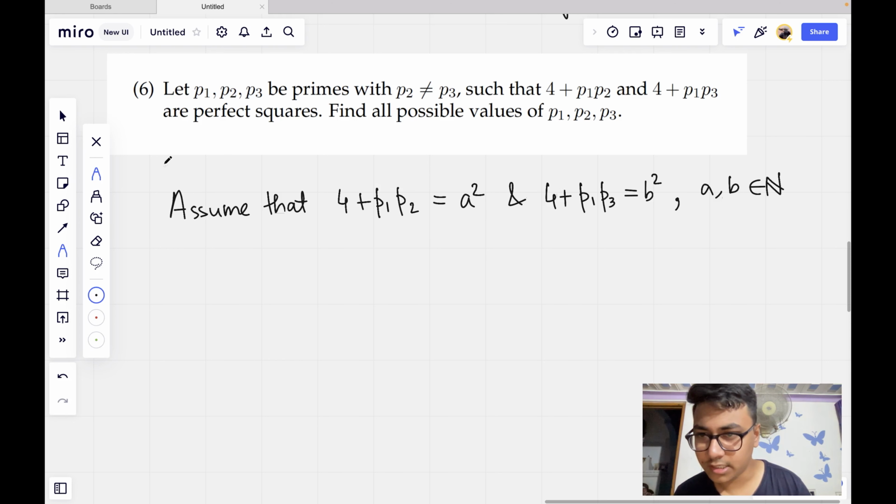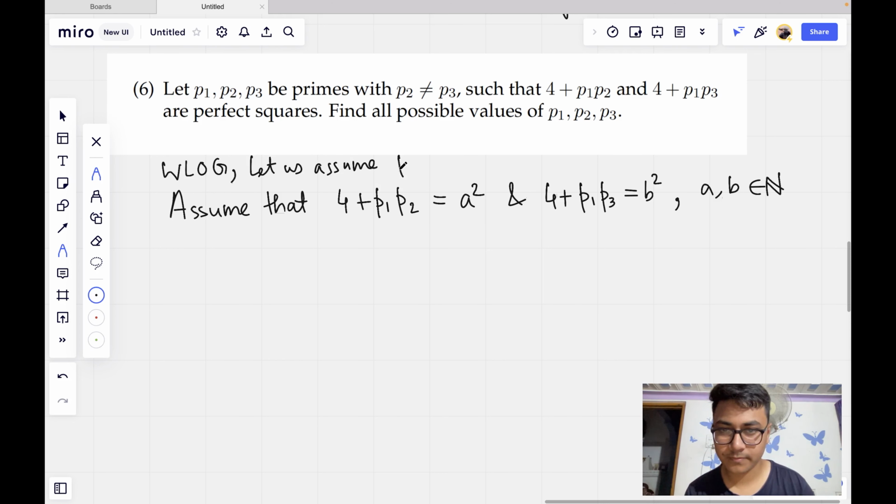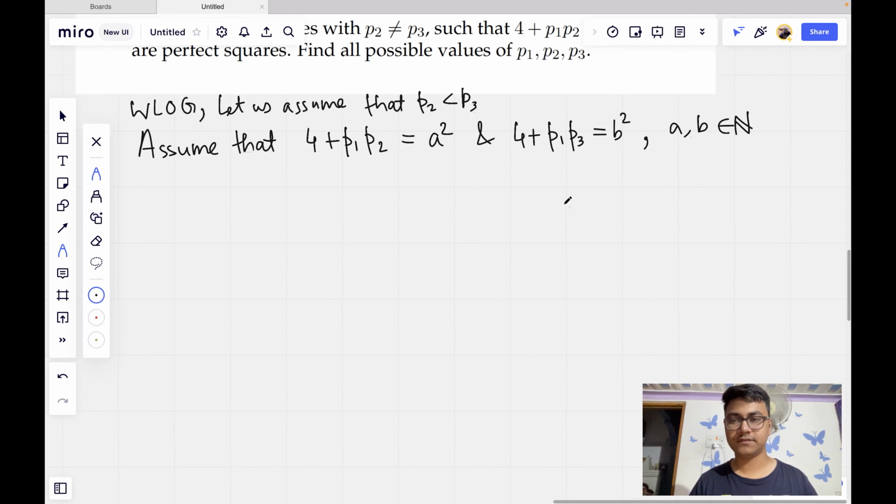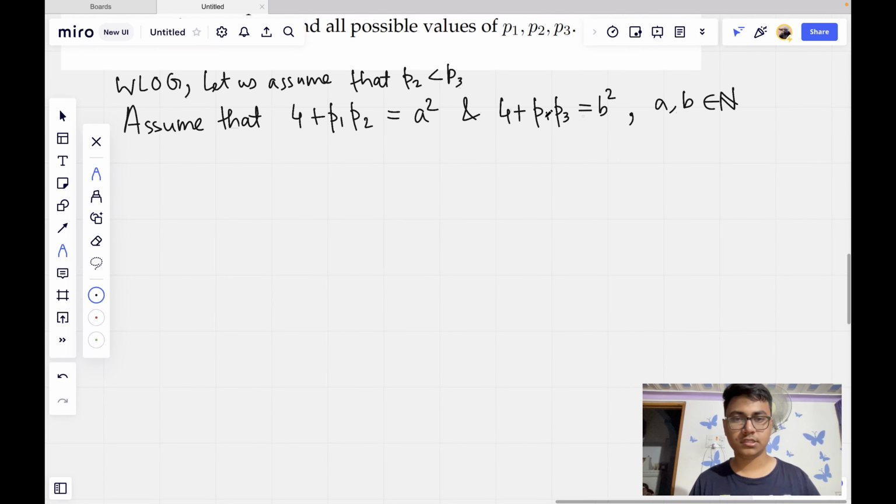Without loss of generality, let us assume that P2 is strictly less than P3. Since the question is symmetric about P2 and P3, we can take P2 less than P3, or P3 less than P2, it doesn't really matter. I'm doing this so that we have some ease in our notation. So since P2 is less than P3, a is less than b.